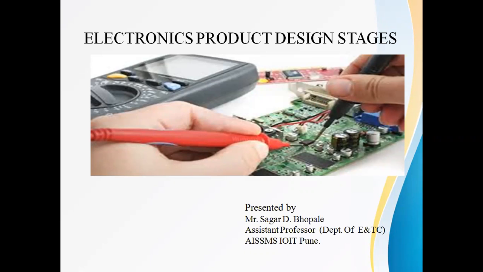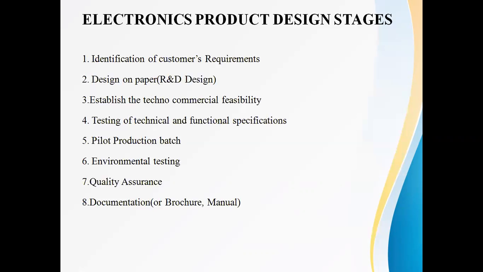Today I am going to tell you something about what are the different stages in electronics product design. So, first stage in electronics product design is identification of customers' requirements.